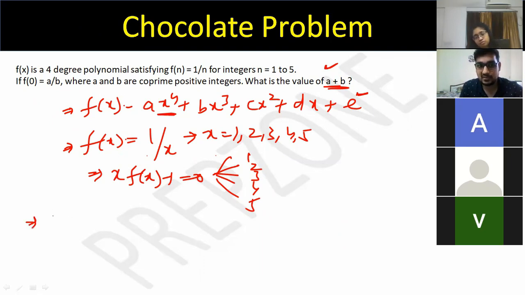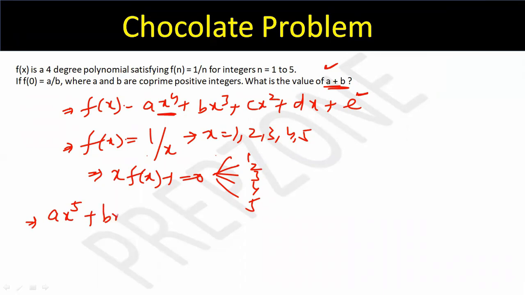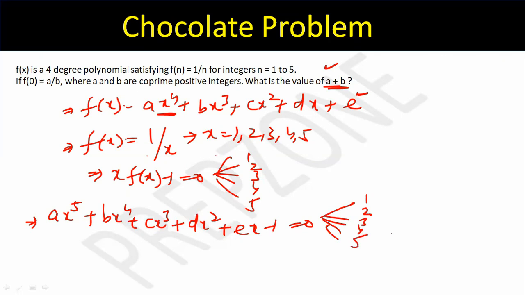So this is now as good as ax to the power 5 plus bx to the power 4 plus cx cube, and so on. Again, this is a difficult question, so don't be disheartened. Minus 1 is equals to 0. This is a 5-degree equation aur iske roots bhi aapko given hai. 1, 2, 3, 4, 5 are the roots of this expression. Tab to it's a very simple thing, right? You have to calculate the value of e, right? Because f of 0 is nothing but e. E nikalna hai, dhyan rakhna.